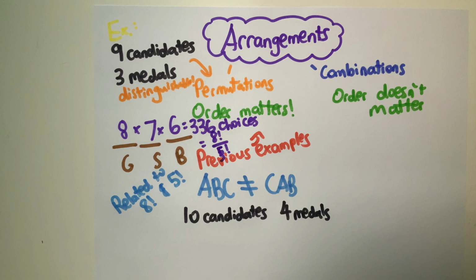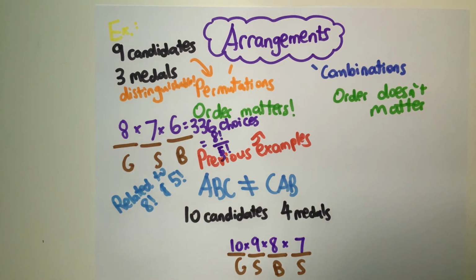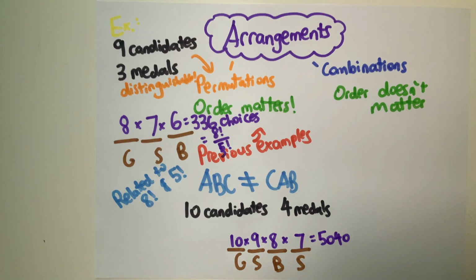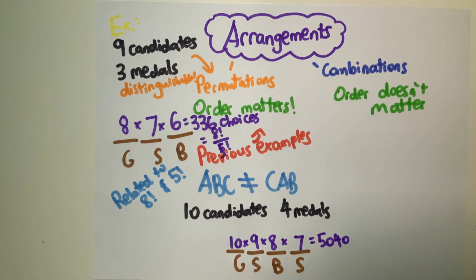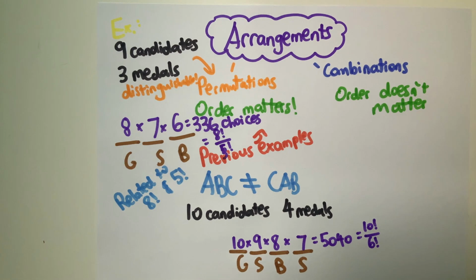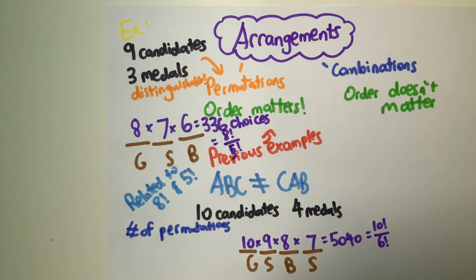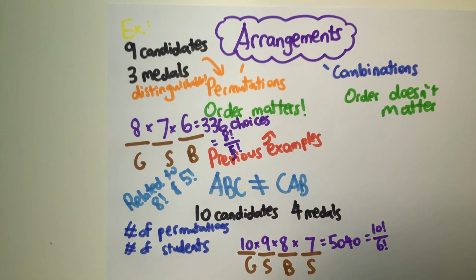Let's imagine that there are 10 possible candidates with 4 possible medals: gold, silver, bronze, and steel. How many permutations are possible? This time, the answer is 10 times 9 times 8 times 7, or 5040. Represented, it's 10 factorial over 6 factorial.